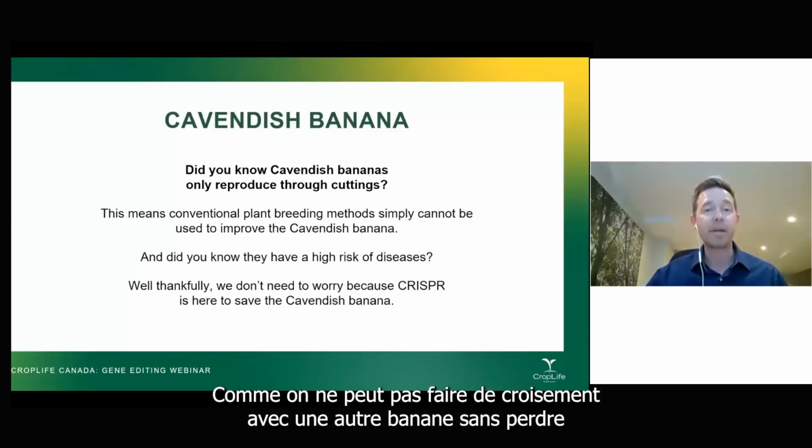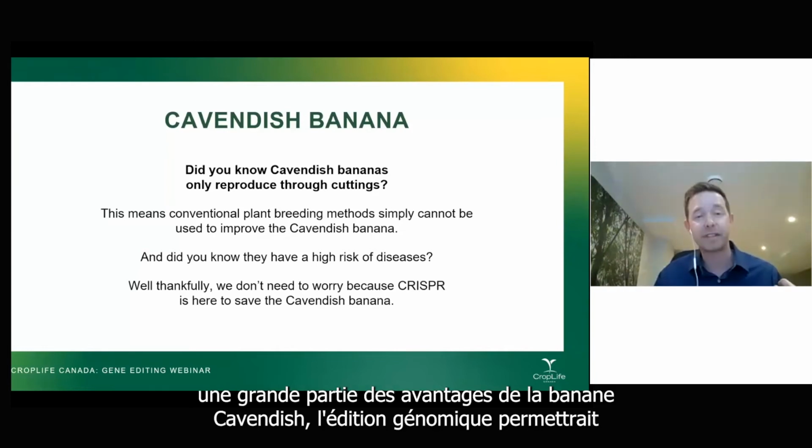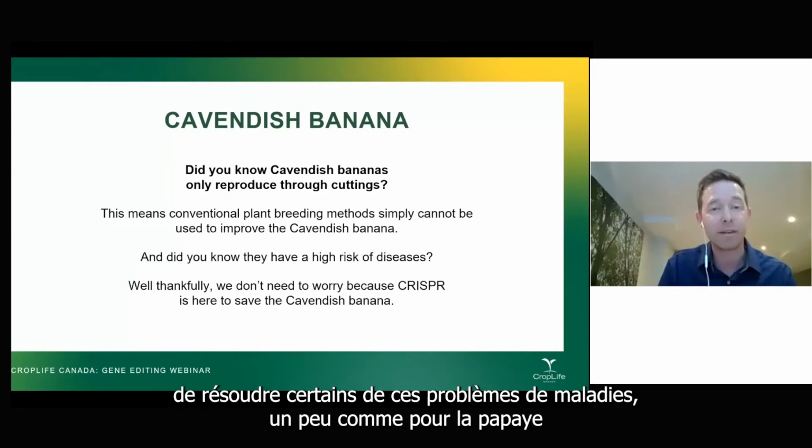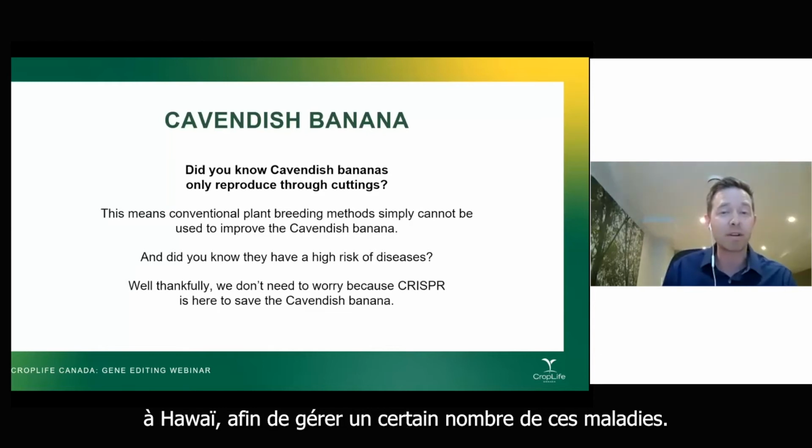So because you can't crossbreed with another banana without losing a lot of the benefits of the Cavendish banana, gene editing would allow you to go in and solve some of these disease issues, a lot like the papaya issues we had in Hawaii, in order to manage a number of these diseases.